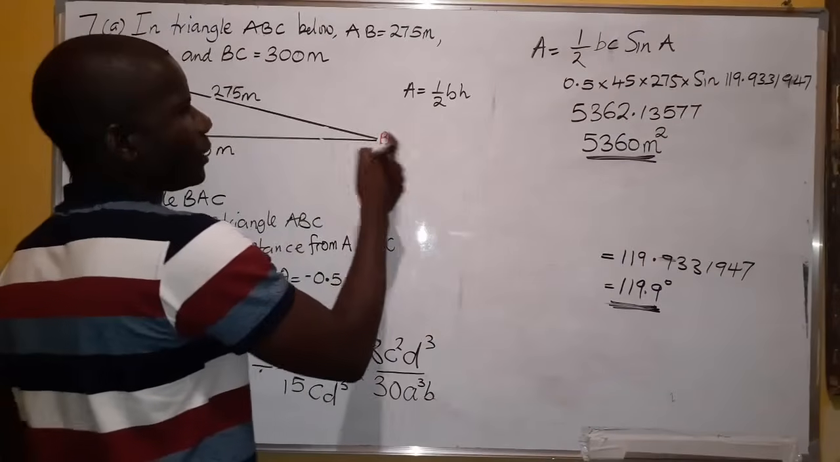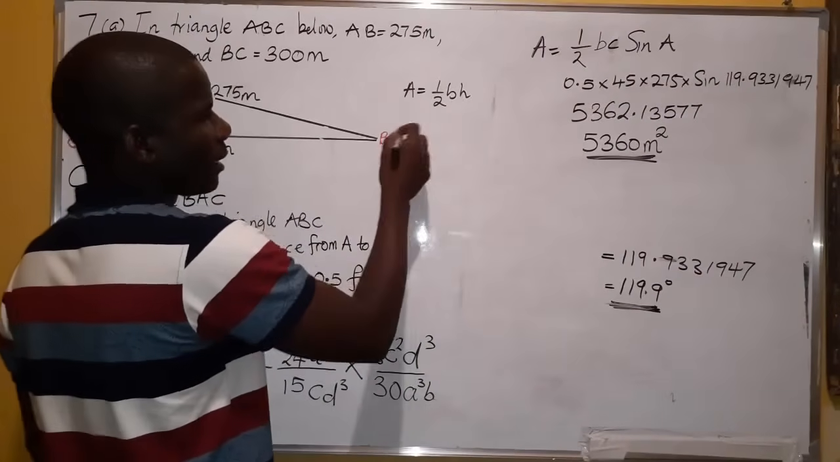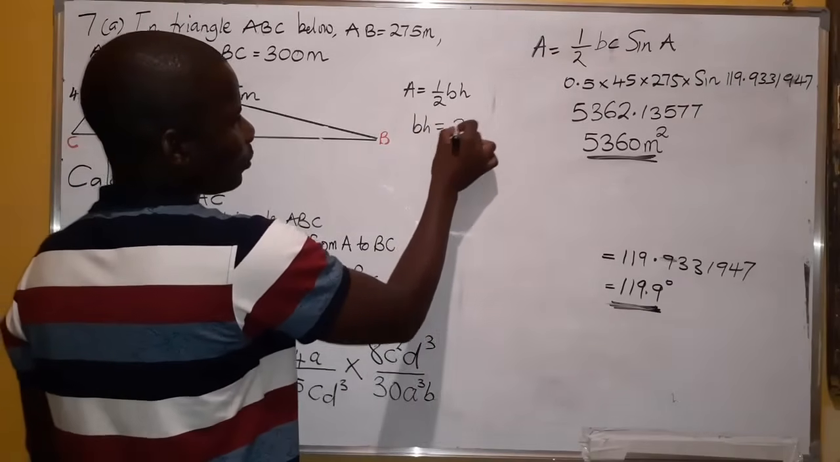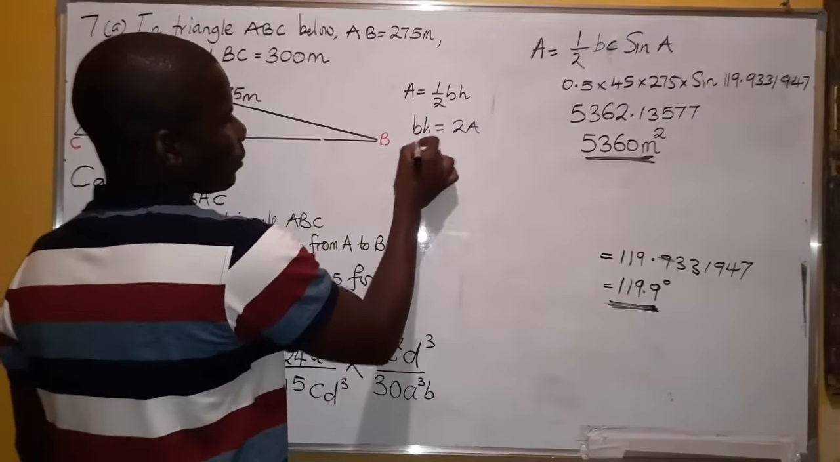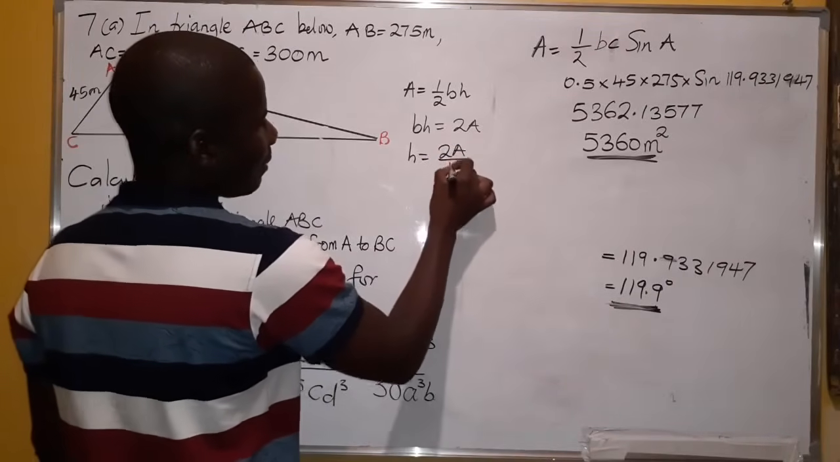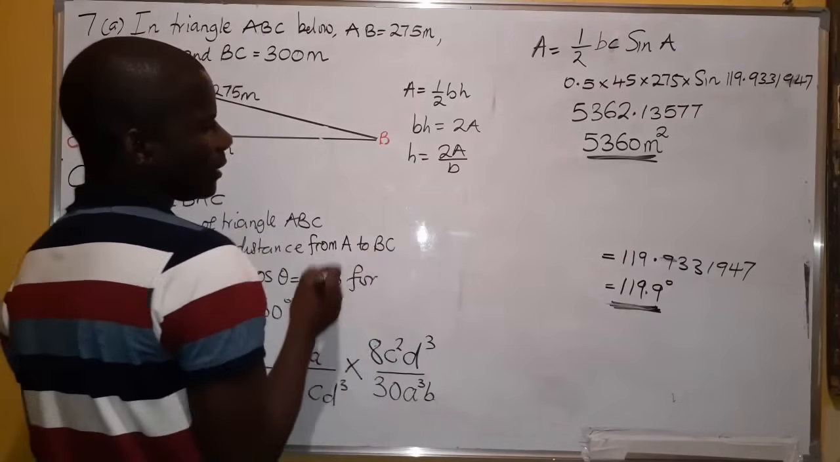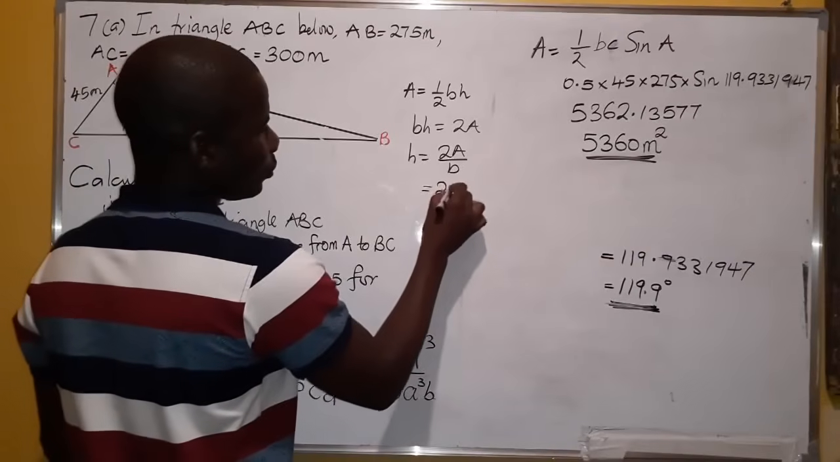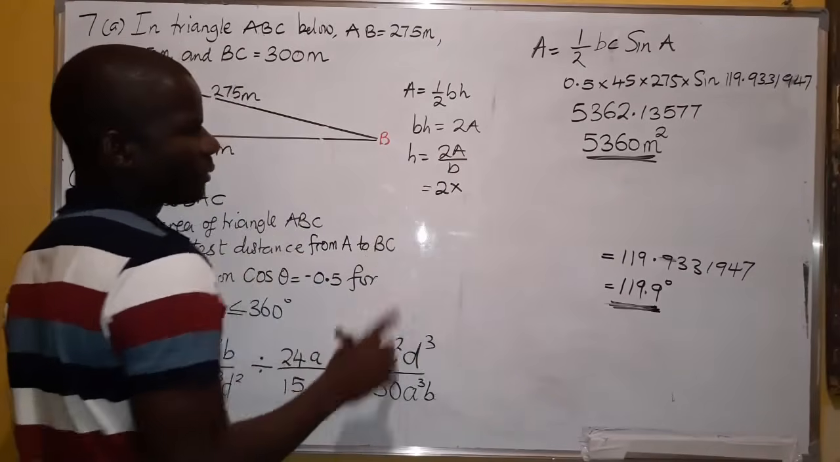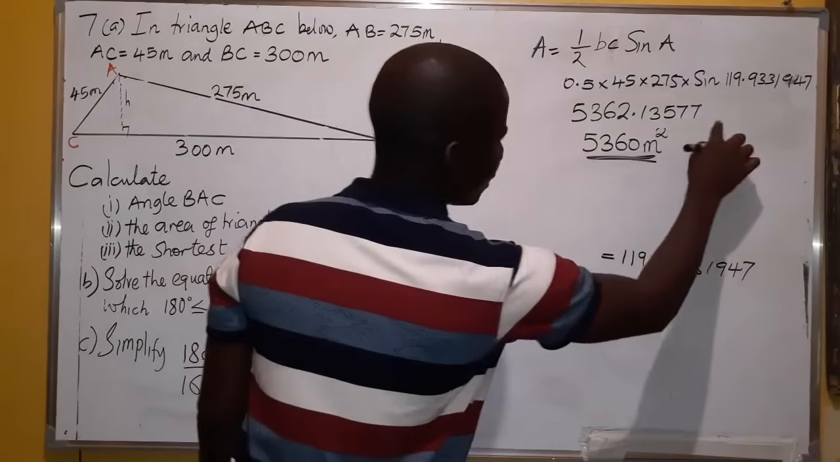So what do we always do? We want to find this H. So we make H the subject of the formula. So it will be BH is equal to 2A. So H is equal to 2A divided by B. So H is the shortest distance. So we say 2 multiplied by the area. On this part of area, we get this one which is not rounded off.